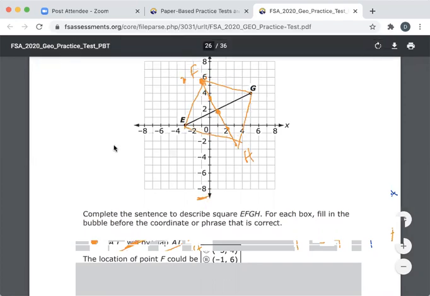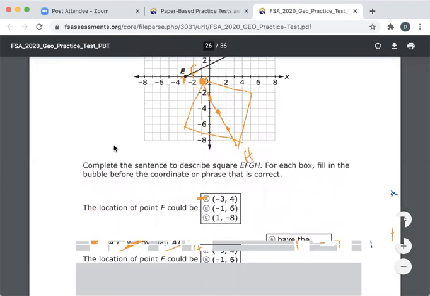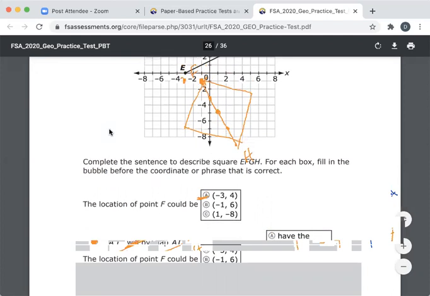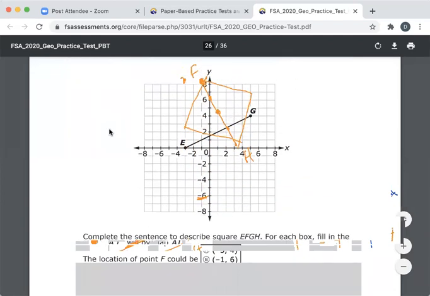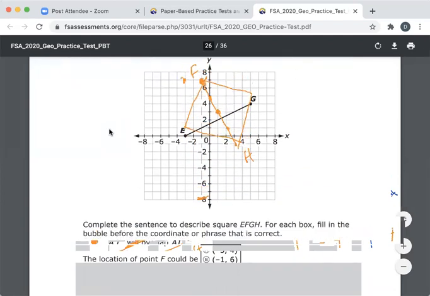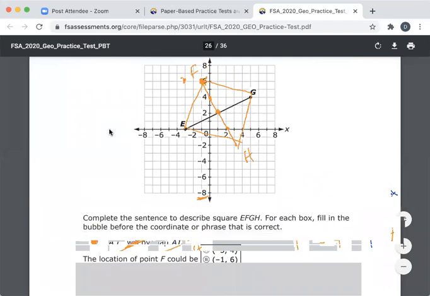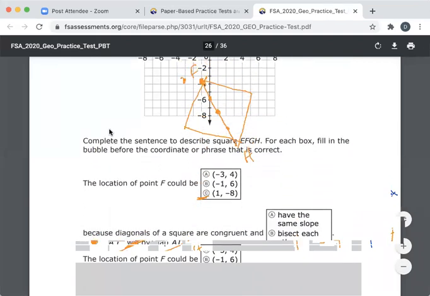Now I have to scroll down to see the other questions. Diagonals of a square are congruent, meaning they're the same length, and they do what? Do they have the same slope? No, their slopes are opposite. What else? Do they bisect each other? Diagonals of a square? Or are they perpendicular? They are perpendicular. They form 90-degree angles. Okay?